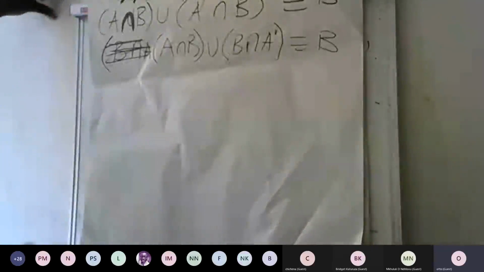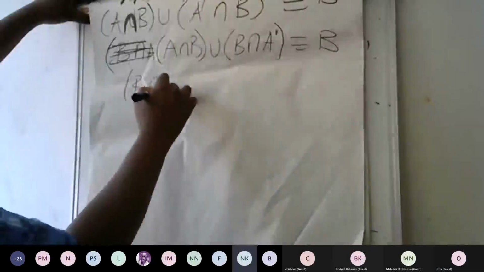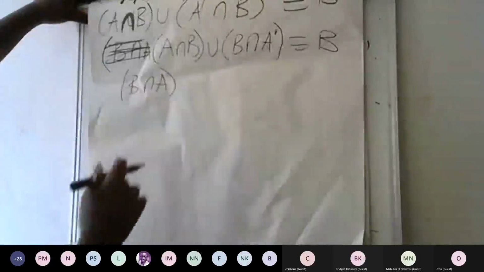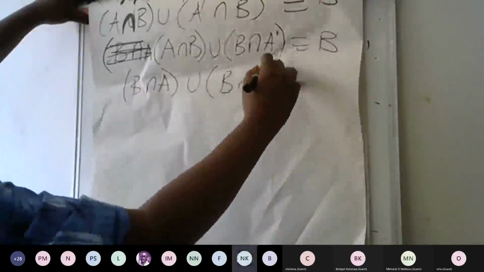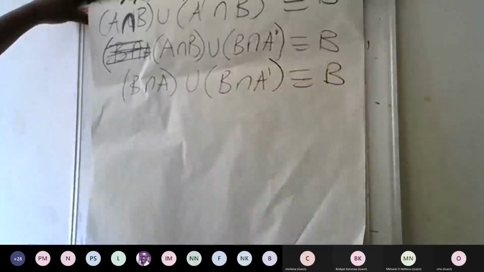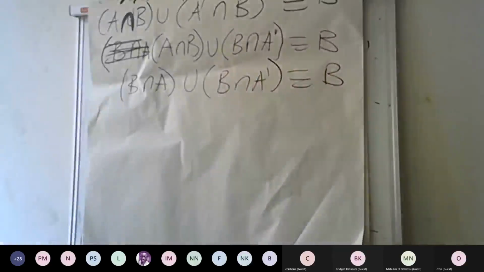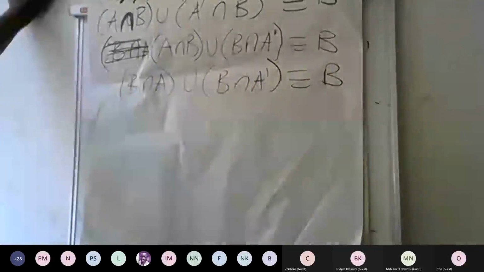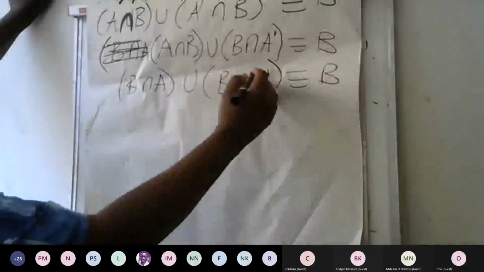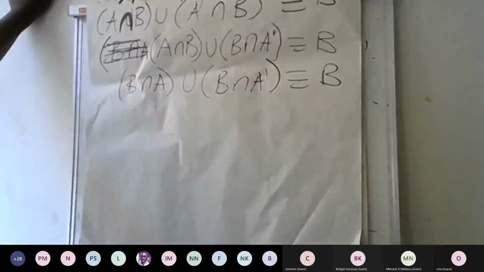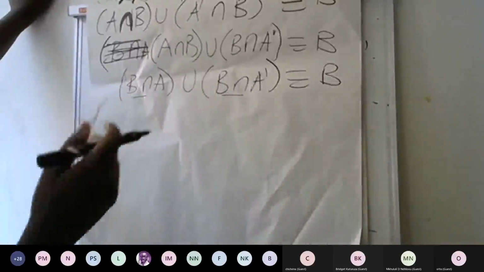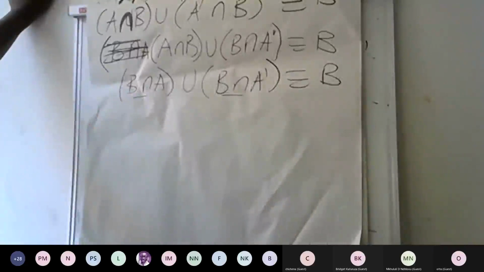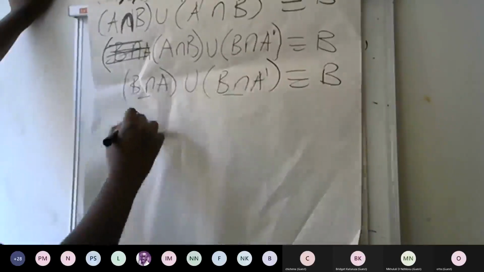So I still can play around with this one. However, B intersection A, just using the commutative law, union B intersection A complement is equivalent to B. Then from there, I see that B intersection is common. I can revert back to the distributive law by factoring out B intersection.